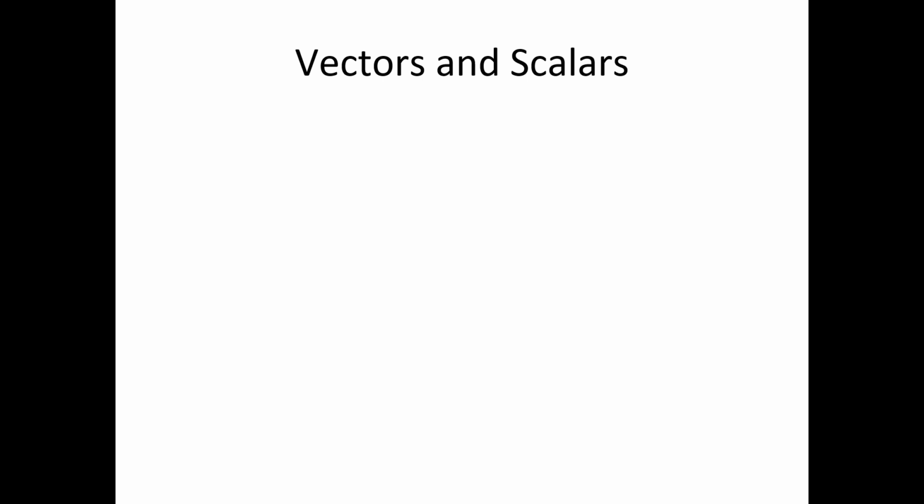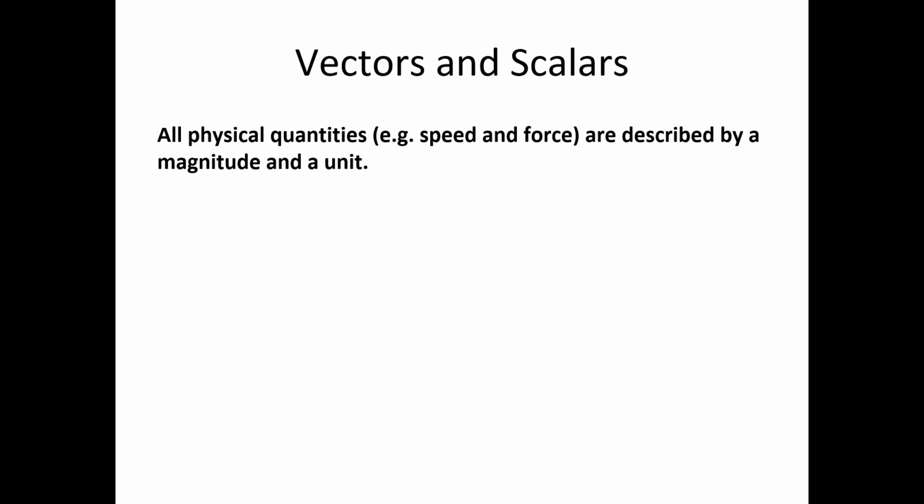Right then, now I promised in the last video that we'd look at vectors and scalars in more detail because we were looking at speed and velocity. So all physical quantities are described by a magnitude and a unit. Vectors also need to have a direction specified, okay? So magnitude is just size, okay?